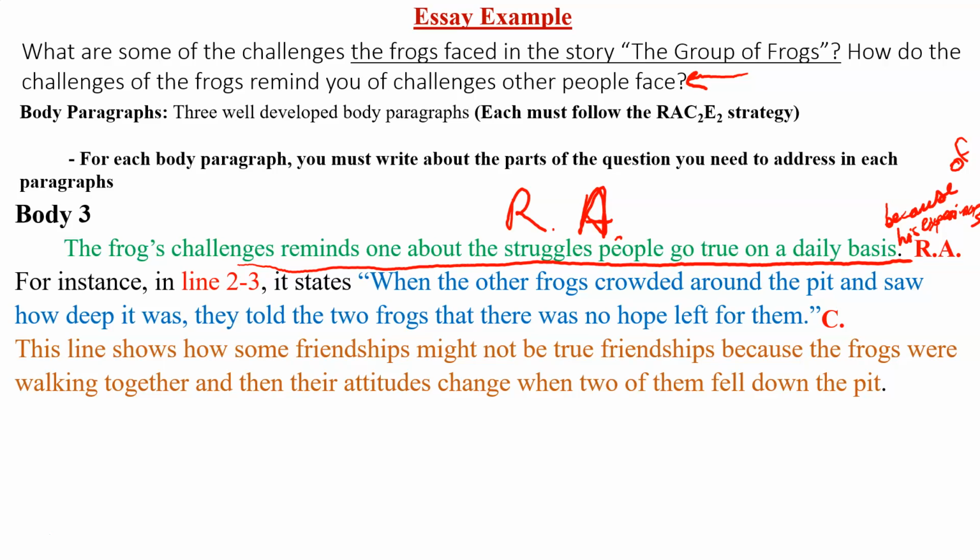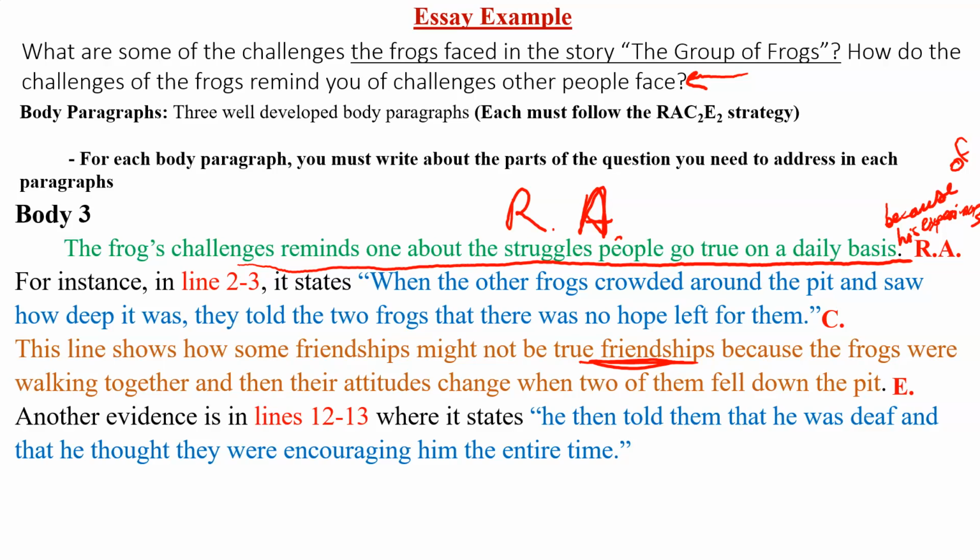However, as we see in my explanation, it says this line shows how some friendships might not be true friendships because the frogs were walking together and then their attitudes changed when two of them fell down the pit. So people struggle with friendship. So I talk about true friendship in that paragraph right here.